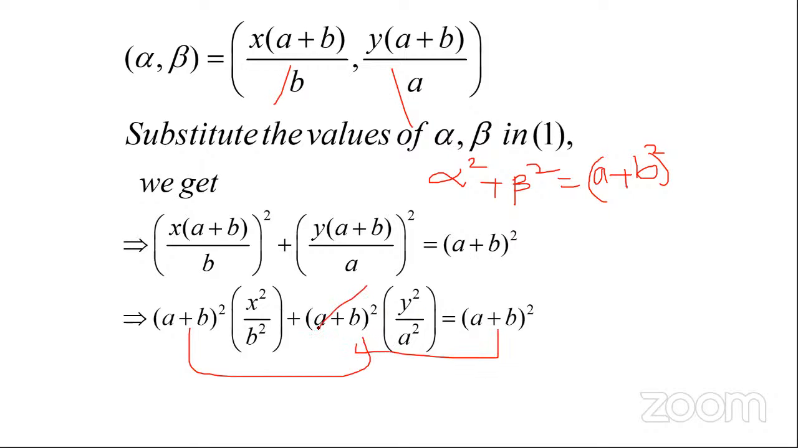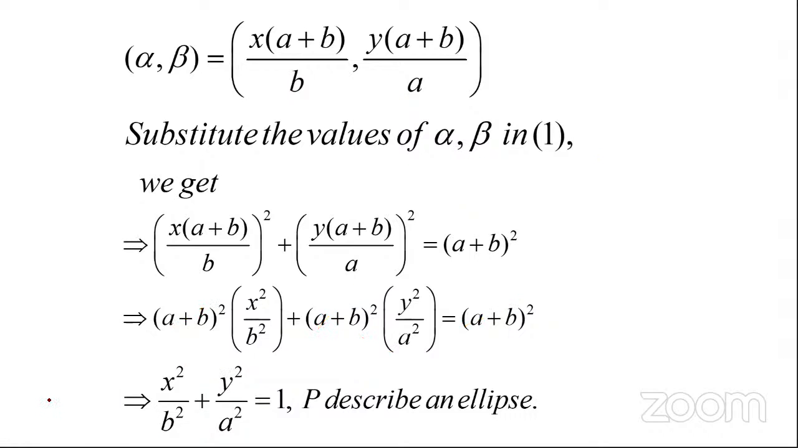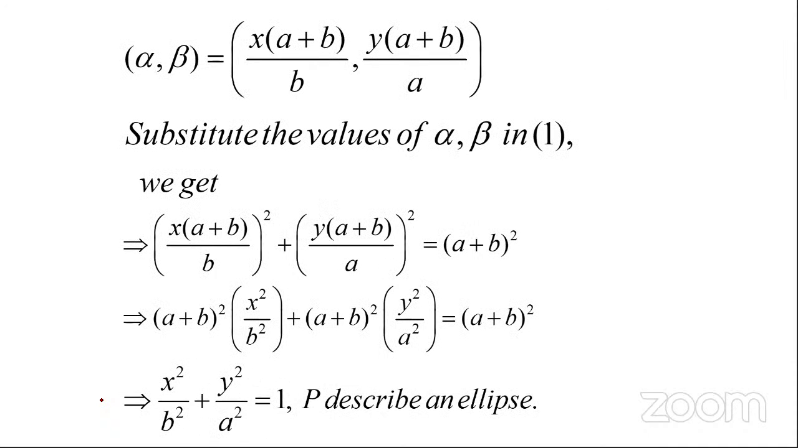Then we'll cancel all these three. Then x square by b square plus y square by a square equal to 1. So P describes an ellipse. This equation is indicating an ellipse. That's why I'm taking P on the ellipse.